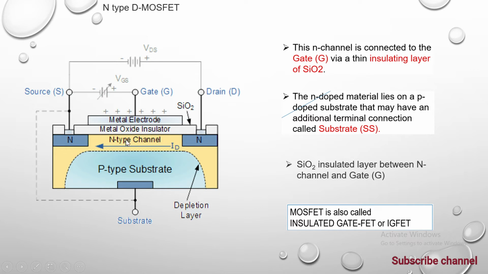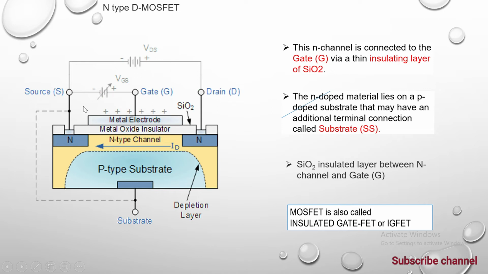We choose some material as a channel material, and this is the whole substrate, and this is N channel material, and the substrate is p type, because here silicon has trivalent impurity, and substrate is connected to the source, and the N channel is connected to the gate via thin insulating layer of SiO2, a silicon insulated layer between N channel and gate. That's why MOSFET is also called IGFET, insulated gate field effect transistor.